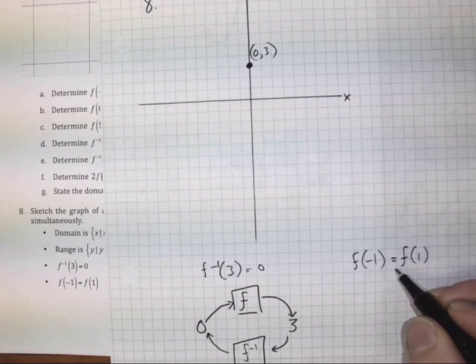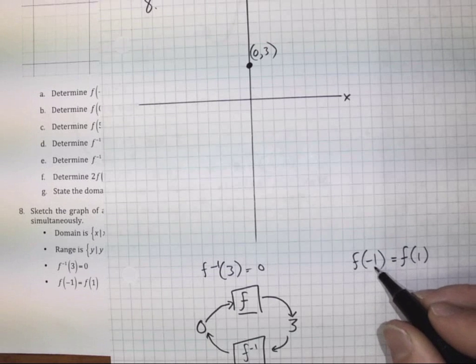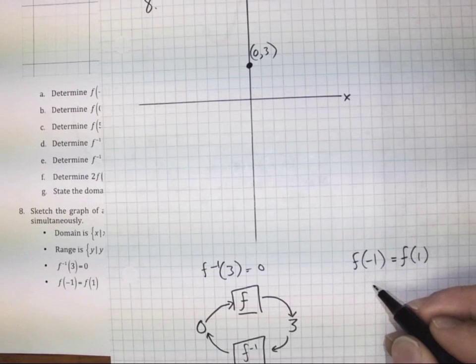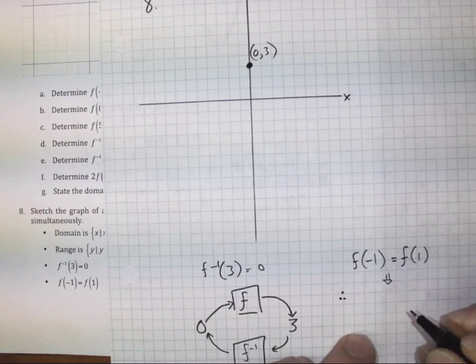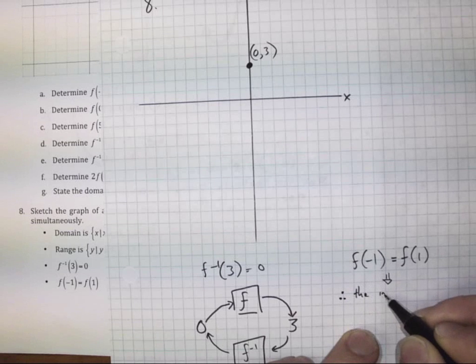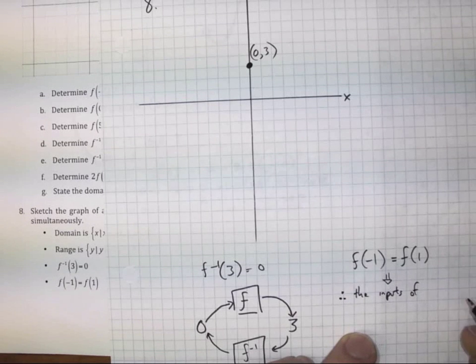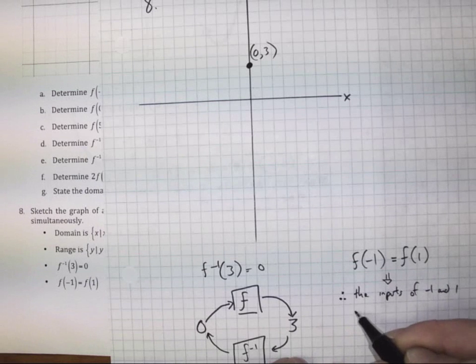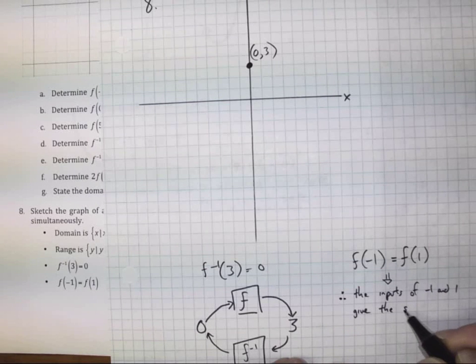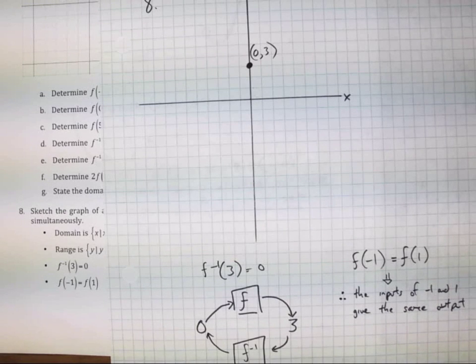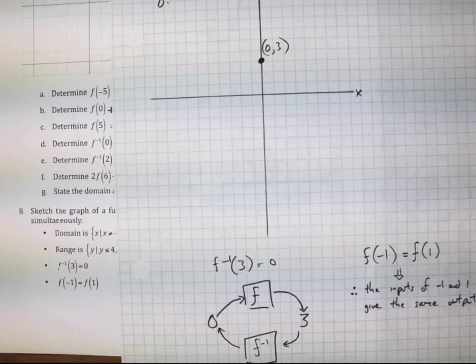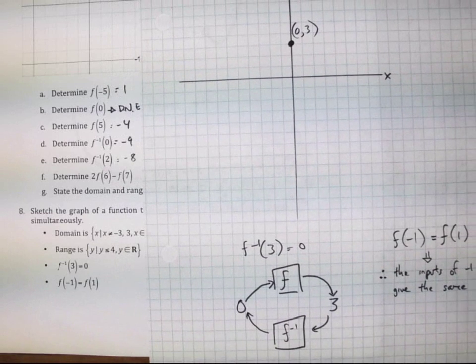So what can we choose? I'm going to try to write that in words first. Therefore, the inputs of negative 1 and 1 give the same output. That's what the equals means. The output is going to be the same, but it doesn't say what it's going to be. Other than that, that's all the restrictions we have, so we can choose anything we want.